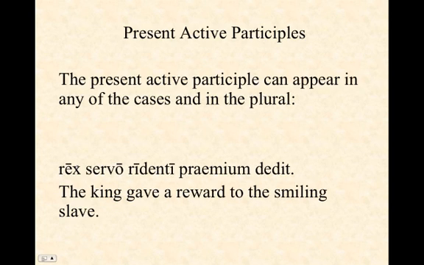Here's an example of dative singular. Rex servo ridenti praemium dedit. The king gave a reward to the smiling slave. Servo, dative singular. Ridenti is the dative singular form of the participle, and so we know it's the slave who is smiling.